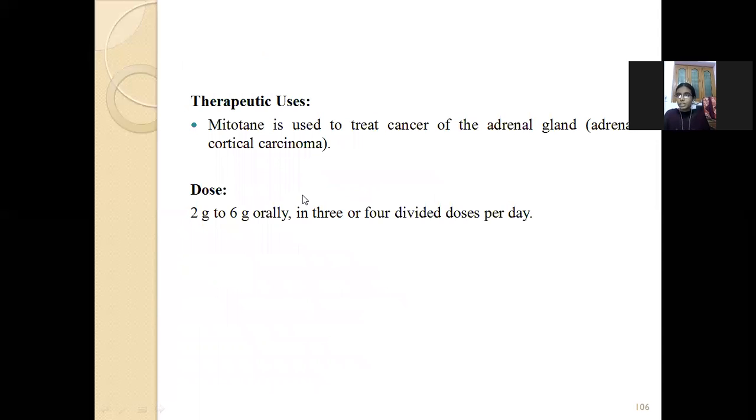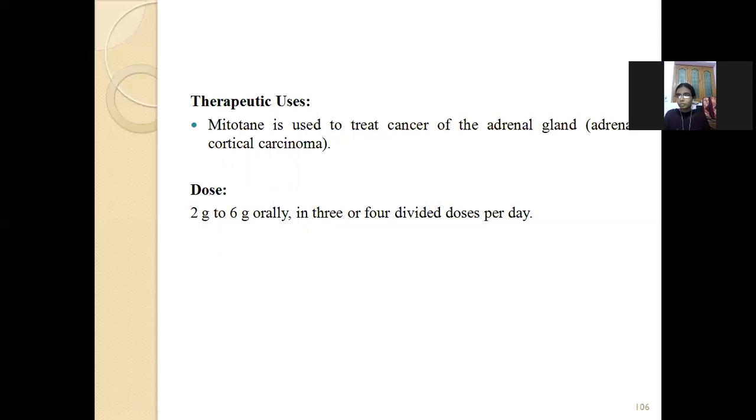Next, uses. It is used in the treatment of various cancers like adrenal cortical carcinoma, that is, cancer of the adrenal gland, and the dose should be 2 grams to 6 grams orally in 3 or 4 divided doses per day.